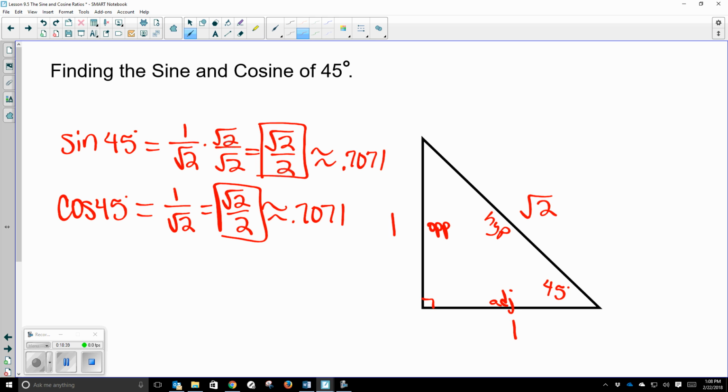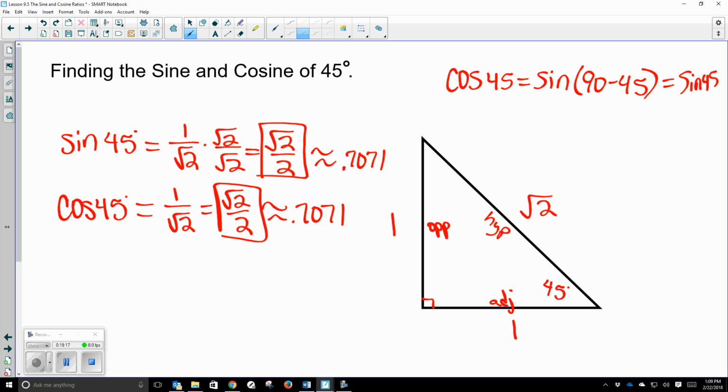Why? A couple of reasons. One, because in a 45, 45, 90 triangle, we know the legs have the same length. So opposite and adjacent have the same length side. It's an isosceles triangle. Also, what we just learned on the previous page, all of that holds true, right? Because it's right in the middle.